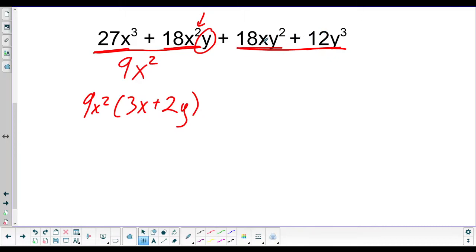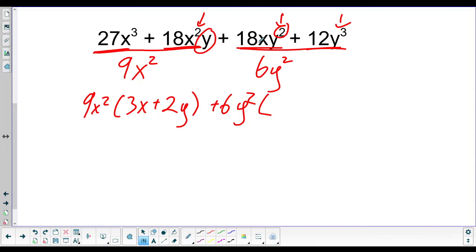Well, 6, I believe. 6 goes into 12 and 18. And then what do they have in common? Variables. Well, it's got some y's, got some y's. So let's take out some y's, and the smallest exponent's a 2. So we'll take 2 out. So put down our GCF.